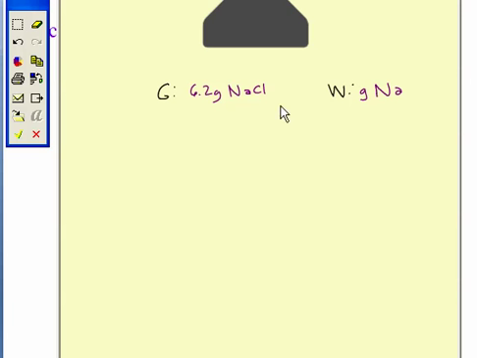Okay, so when I look at this problem, I see I want the mass of an element within a compound. So I always start off with a conversion factor that gets me between the compound and the element. And we get that from the chemical formula. According to our chemical formula, 1 mole of sodium chloride has 1 mole of sodium.